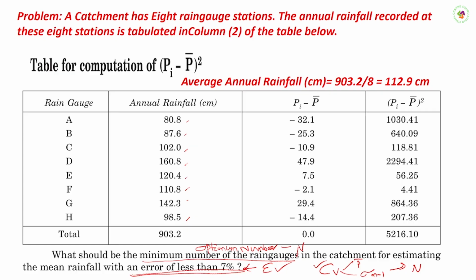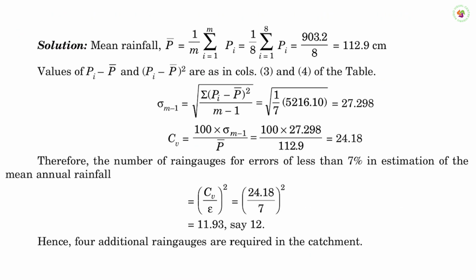So what I have done, please see it. The annual rainfall total, if I calculate, is 903. Divided by how many stations are here? 8. So 903 by 8 is 112.9, right? So if I put one more column here for the average, it is 112.9, like that in all rows.